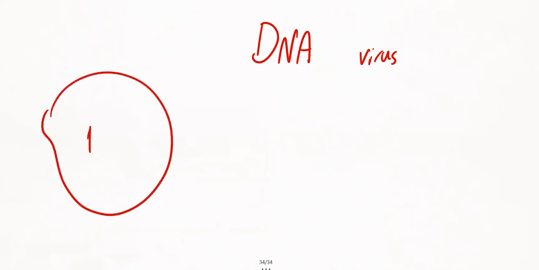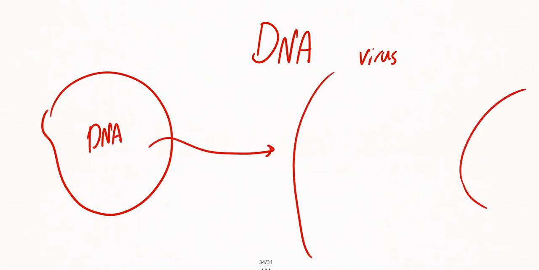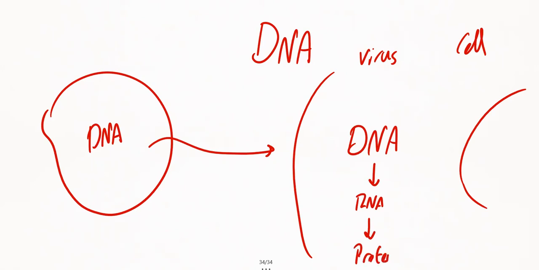Other viruses are DNA viruses. And DNA viruses are kind of simpler. So we have the DNA virus, gets inside the cell, it injects the genetic material, which is DNA, and what it needs to do is to transcribe this into RNA, which gets translated to protein, just like in any other cell, and also replicate this DNA into more DNA.